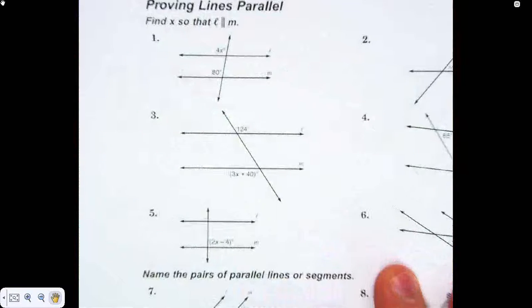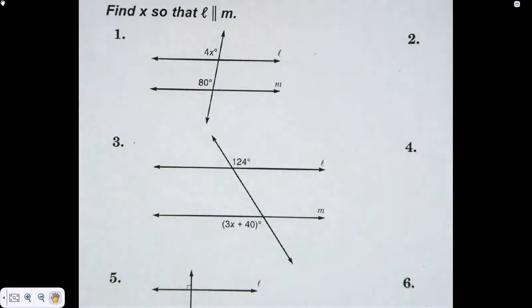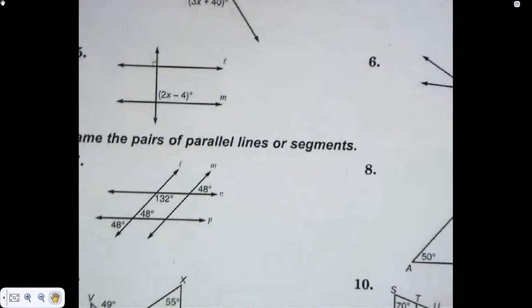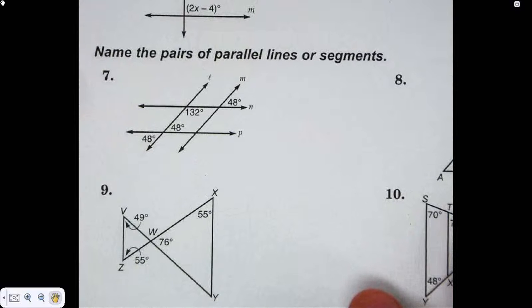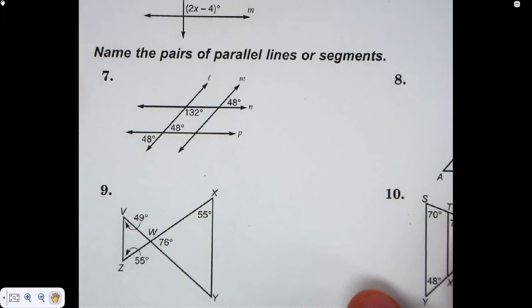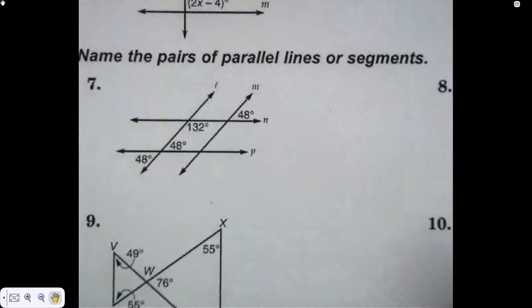Now, what you'll find, and this may confuse you because these first ones, or let's start with number 7, so we can get on the same page. What they want to do is name the pairs of parallel lines or segments. So what we're going to do is see if any of these tests yield two parallel lines.